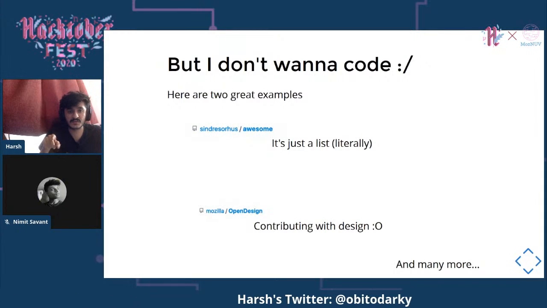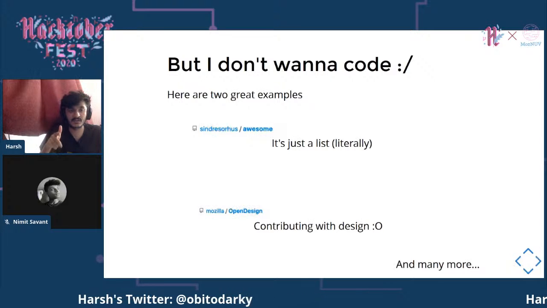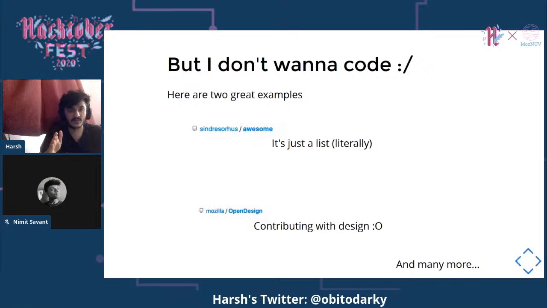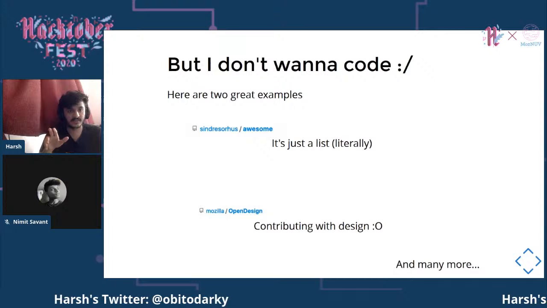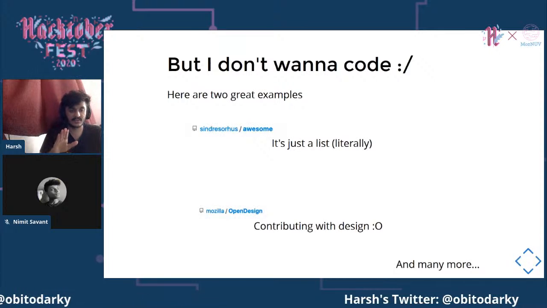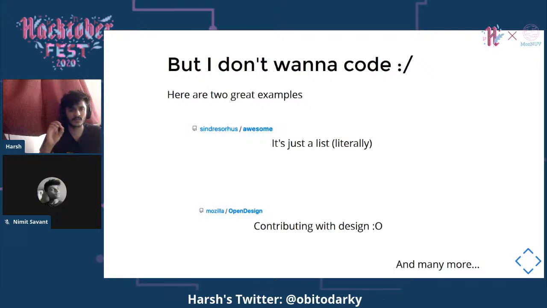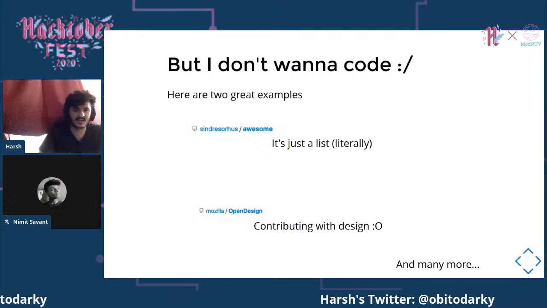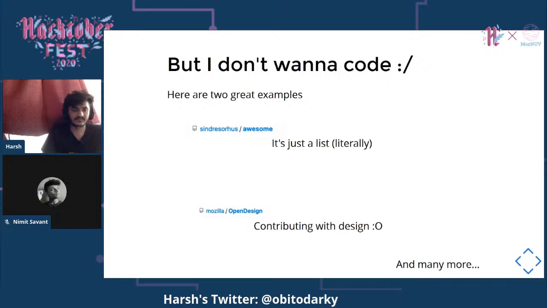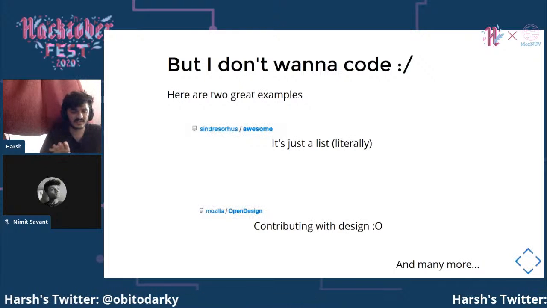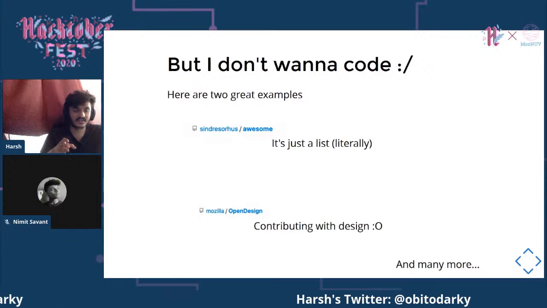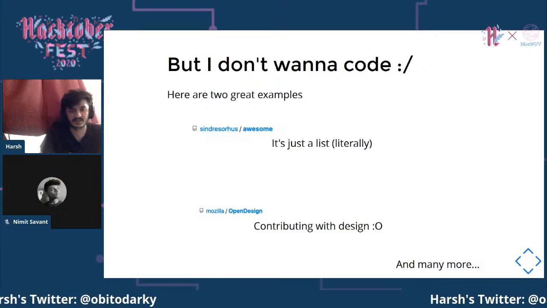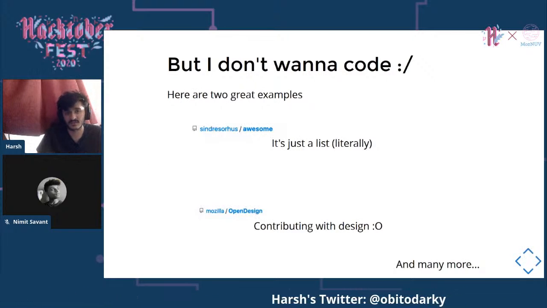Like the first one is Awesome, and Awesome is a repository which is just a list. It's just a list of awesome things. That's literally it. It's probably one of the most popular repositories out there on GitHub. It has like 100K stars, and it's just a list. There's no code at all. It's just a markdown file with a list of cool things in technology or something like that.